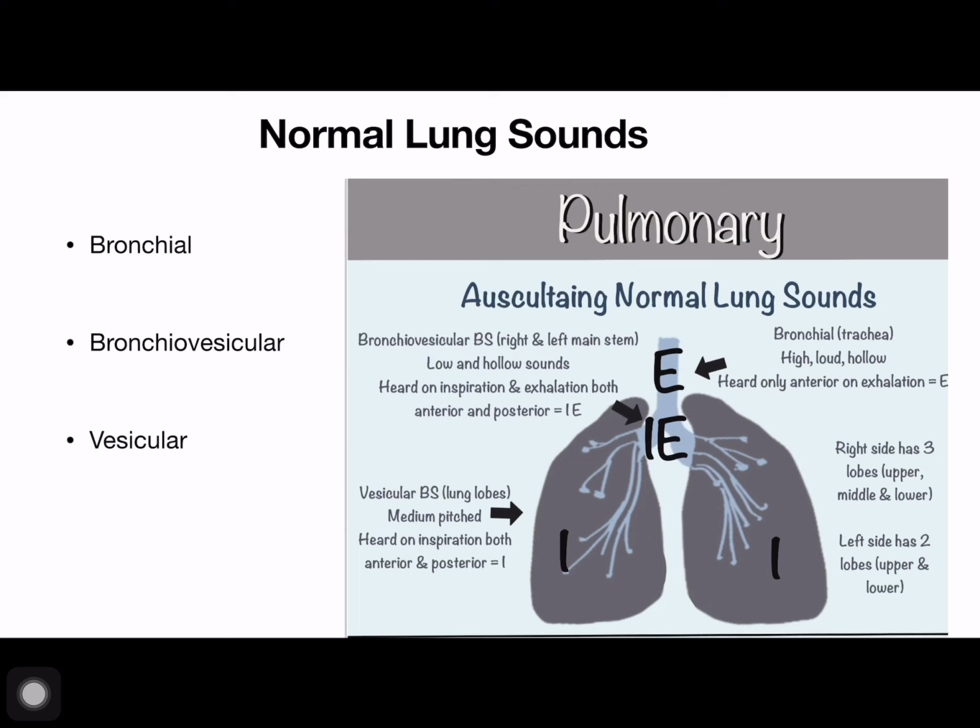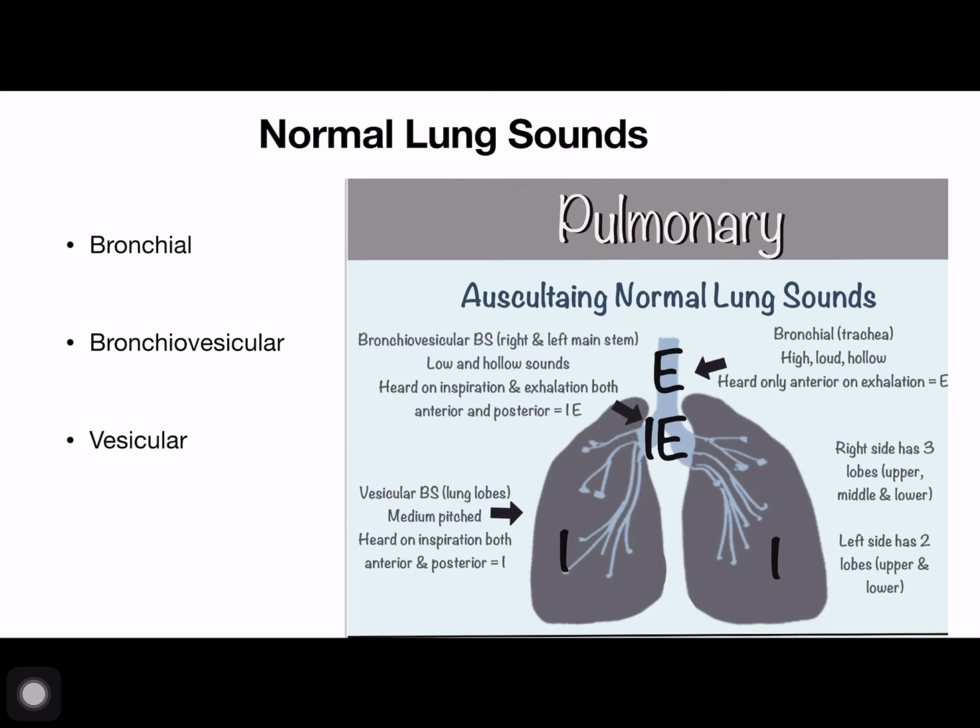Then if you're going to listen to the bronchiovesicular, that is where you're going to hear both left and right bronchial main stem branches. This is going to sound low and hollow, a little different than your bronchial, which is going to be a little higher. And this is heard on both inspiration and expiration. You can listen to this in the mid-sternal area where the sternum is. It is to the right and to the left of it, around the third or fourth intercostal space down, that is heard best to listen to the bronchiovesicular.